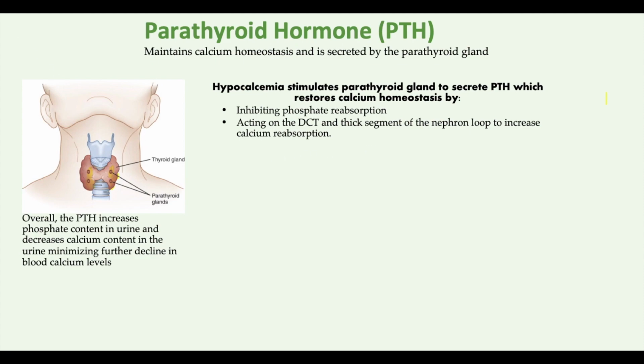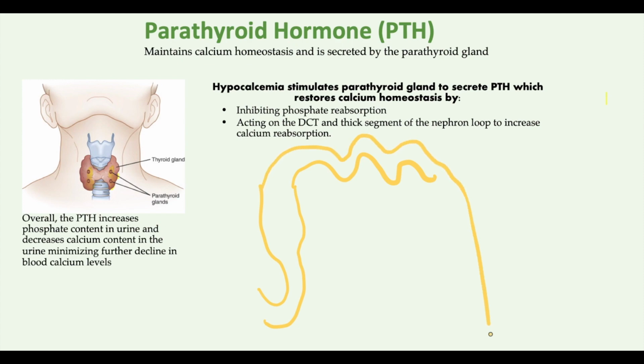So to show that, let's just draw ourselves the thick segment of the nephron loop. Doesn't have to be the best thick segment. And then the distal convoluted tubule, represented by these kind of waves. You can also draw the collecting duct if you want, but that's optional. Alright, so we have our distal convoluted tubule and we have our thick segment of the nephron loop.